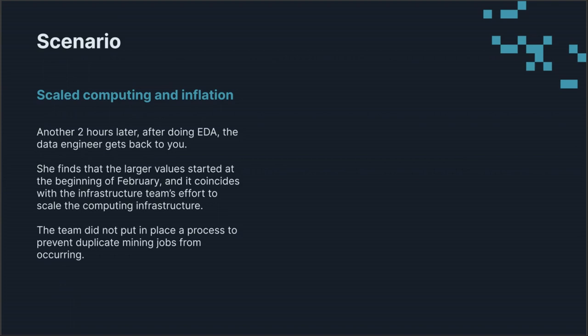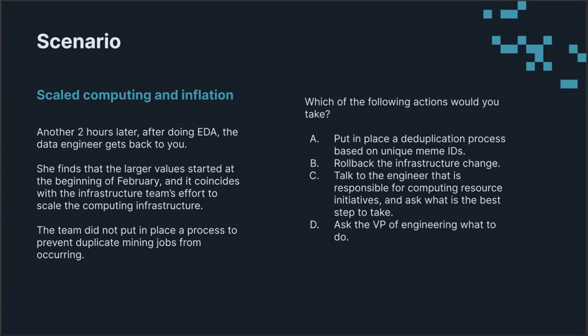So now we have strong evidence that we may have a data incident. But we are not entirely sure yet, right? It's all about generating enough evidence to see what the root cause is. Now, with this information, which of the following actions will you take? A, put in place the dedupe process based on unique meme IDs. B, roll back the infrastructure change. C, talk to the engineer that's responsible for computing resource and ask what is the best step to take. Or D, ask the VP of engineering what to do. Let's take 30 seconds for this.